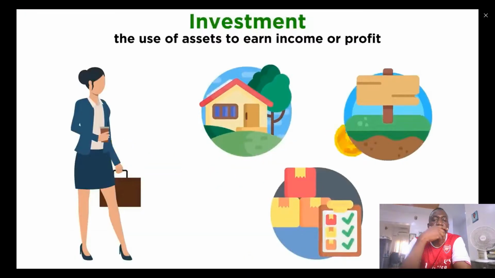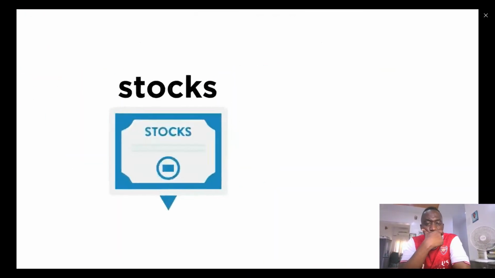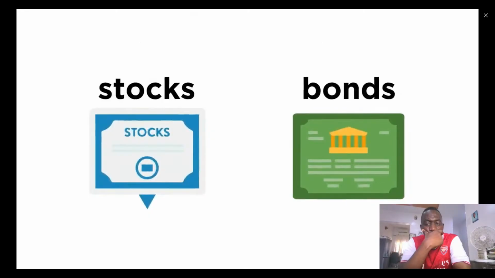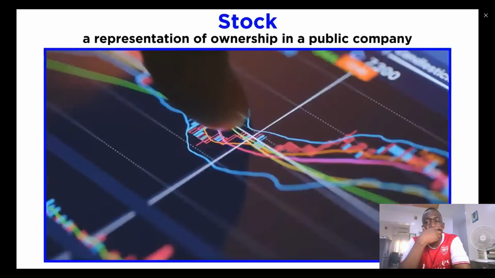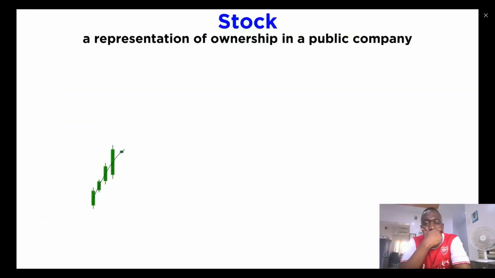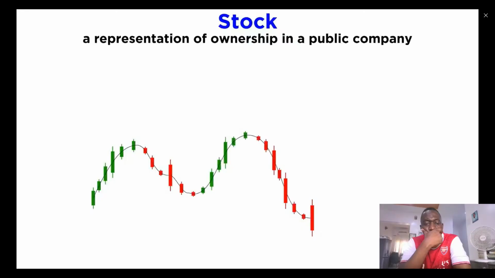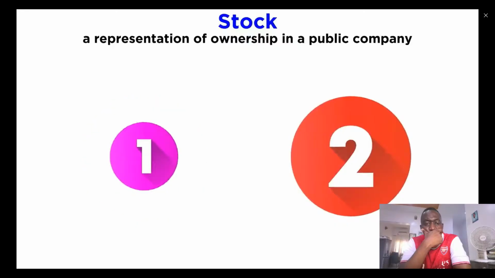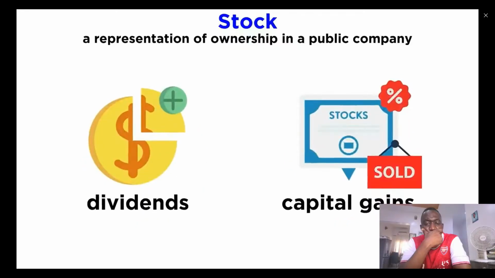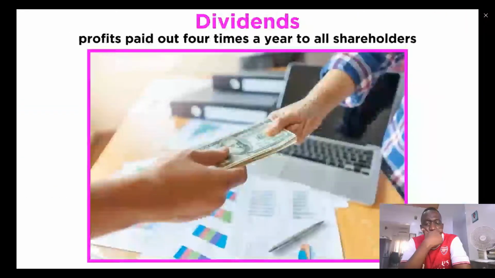their assets. Let's go over the basics regarding common ways that people invest. Stocks and bonds are two of the most common forms of investment. A stock is a representation of ownership in a public company. They can be risky to purchase as their prices can change dramatically and unpredictably, but often the bigger the risk, the bigger the potential reward. There are two ways for stockholders to make money: dividends and capital gains. Dividends are profits paid out 4 times a year to all shareholders.